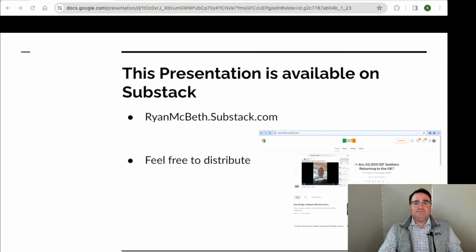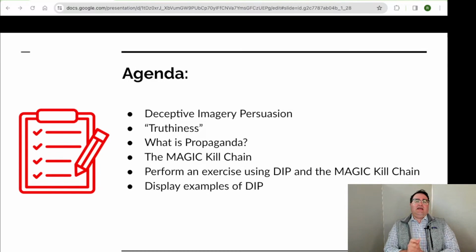All right, on the agenda today, we're going to talk about deceptive imagery persuasion. That's why we're all here. We're going to talk about truthiness. We're going to talk about what is propaganda. We're going to get into the magic disinformation kill chain, and magic is an acronym. We're going to perform an exercise that uses DIP, Deceptive Imagery Persuasion, and the magic disinformation kill chain. And then we're going to get into some examples of DIP, and then we're going to go to some questions. The midshipmen get to ask their questions first, and then I'll go to anybody else in the chat once we get started.